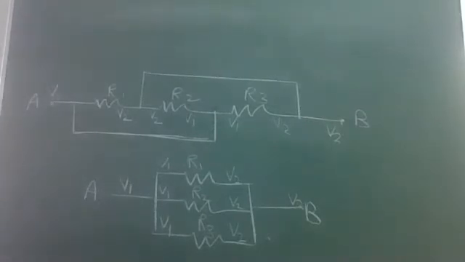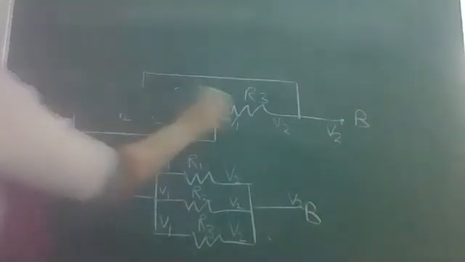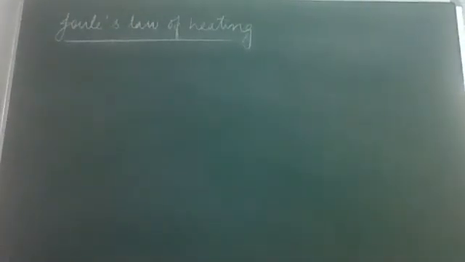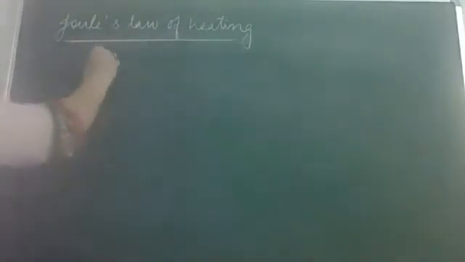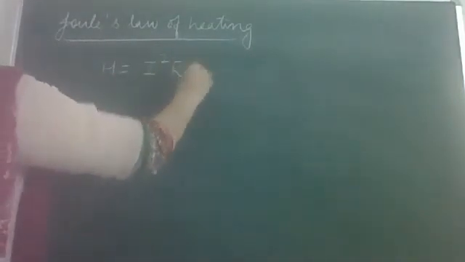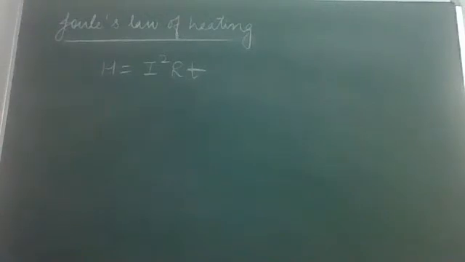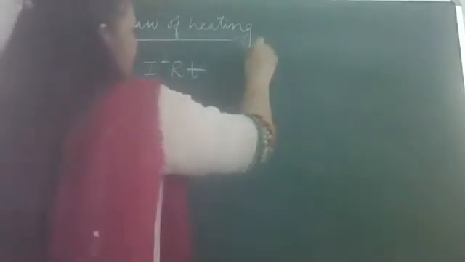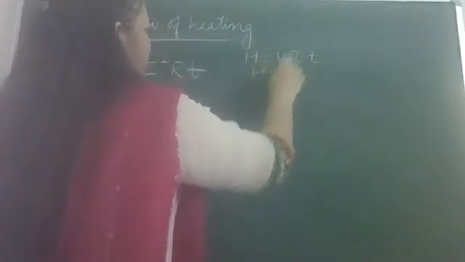Let us do a derivation of Joule's law of heating now. First of all, the statement: when current passes through a conductor or a wire for some time, it gets heated up and amount of heat produced is given by this, I squared R T. Okay, there are two more forms, but we will prove this first.